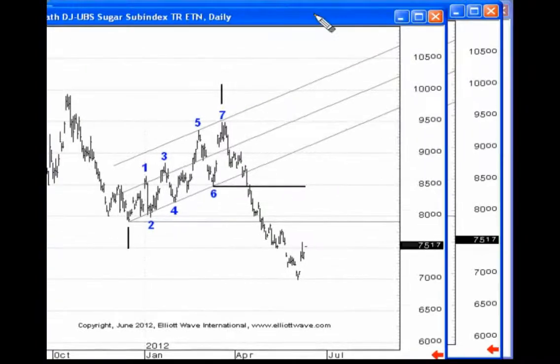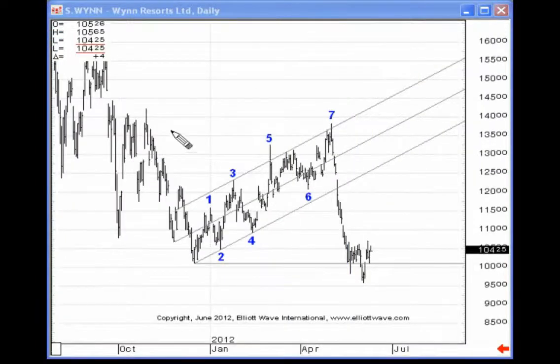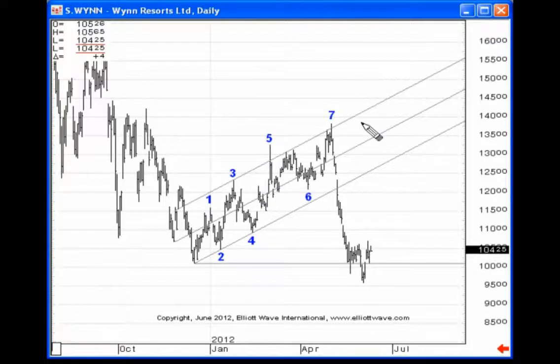Okay, here's another example. This is in Wynn Resorts. This is a stock, ticker symbol WYNN, and again, notice it is a 7-wave price move, waves 1, 2, 3, 4, 5, 6, 7. It is contained within parallel lines, and again notice the overlap with respect to the substructure. Once complete, again confirmed by a break of the extreme of wave 6, or the wave 6 point here, it leads to a further complete retracement of the entire structure.